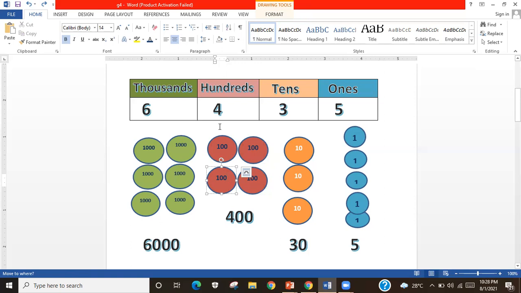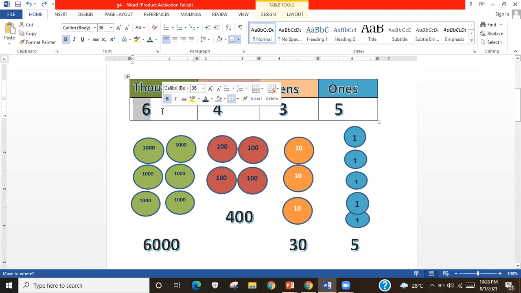Now come to the next column, that is thousands. It means if you have 4 digits, 5, 3, 4 and 6, then 6 is the fourth digit and always counts as thousands. That means you have 6,000. That's why it is called and counted as a thousand.